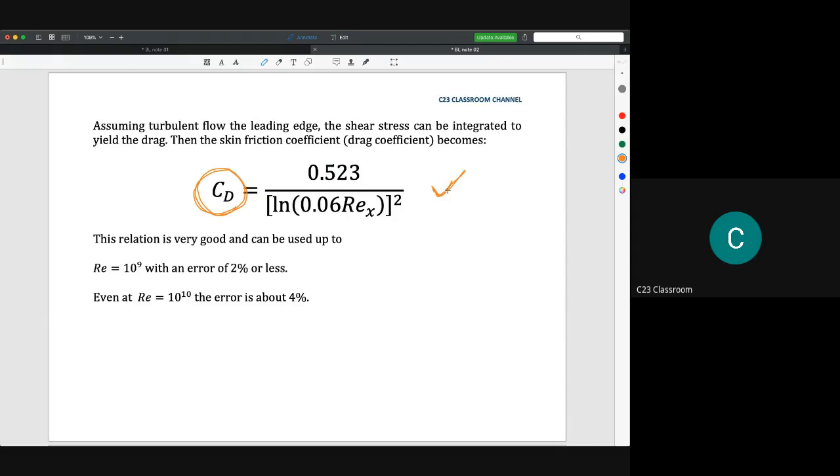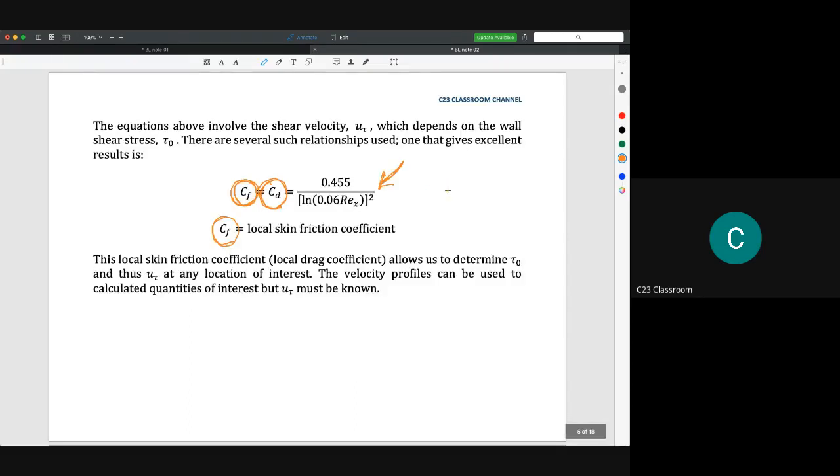So for this syllabus, it is okay for you just to remember this equation for this one and also for this one.